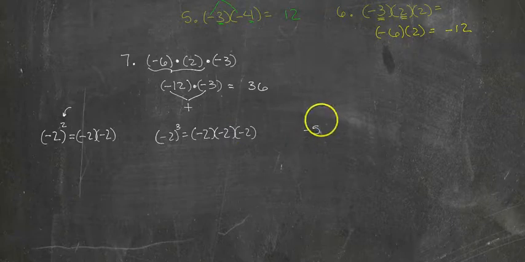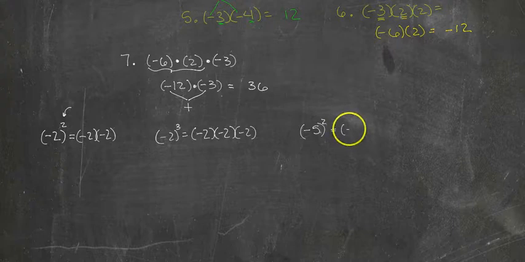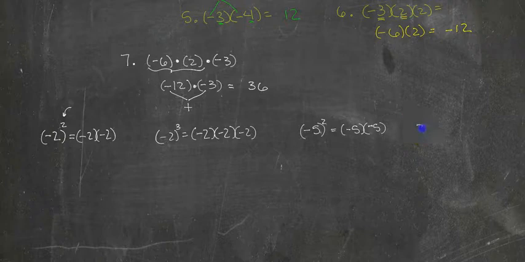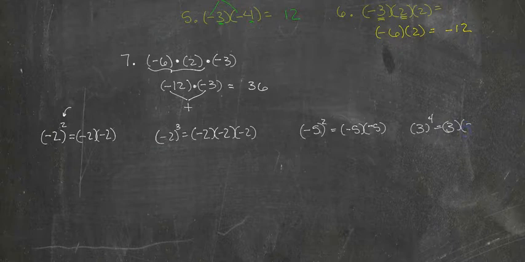-5 squared tells you to multiply the number -5 twice. Or 3 to the 4th power tells you to multiply 3 times 3 times 3 times 3, 4 times. So let's go ahead and do these real quick just to finish it up.